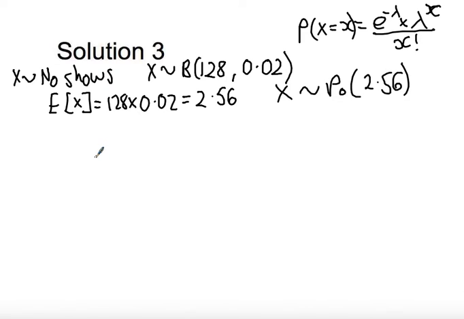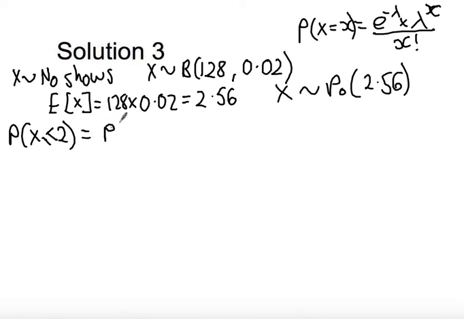Now, we're asked to find the probability that the flight is overbooked. So for the flight to be overbooked, we need 126 people or more. That means that there must be 2 or less no-shows. If we have 3 no-shows, then the flight's fine, but it needs to be 2 or less. So we're finding the probability X is less than or equal to 2.